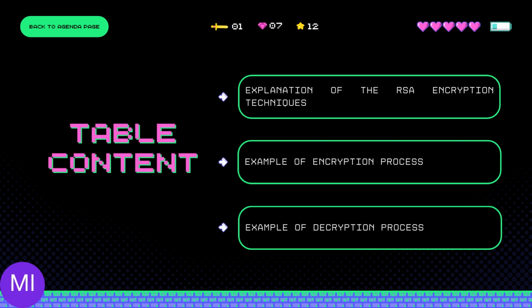For this presentation, there are three main parts. The first one is explanation of the RSA encryption techniques. Second is example of encryption process. And lastly, example of decryption process.